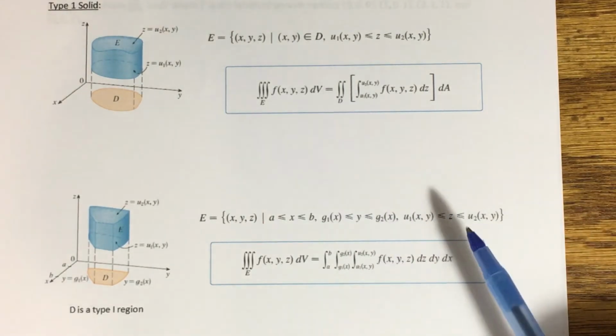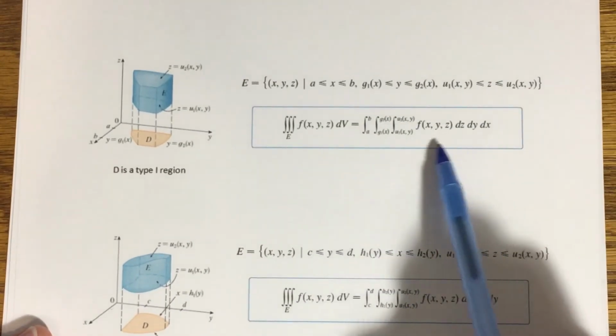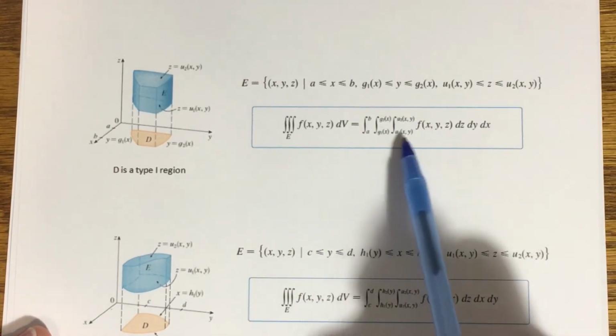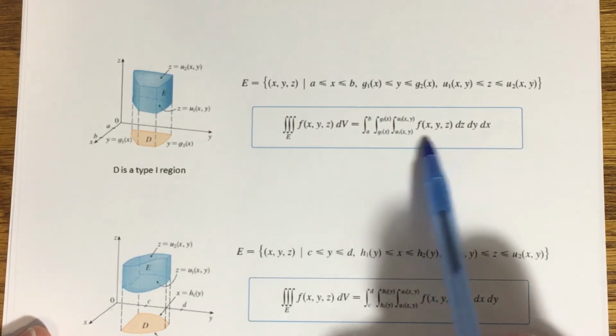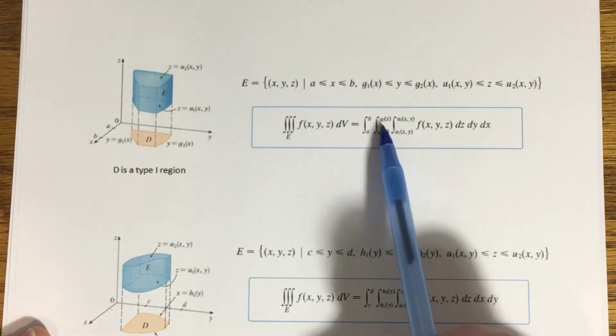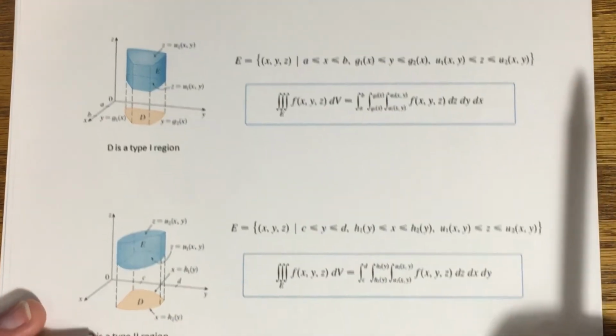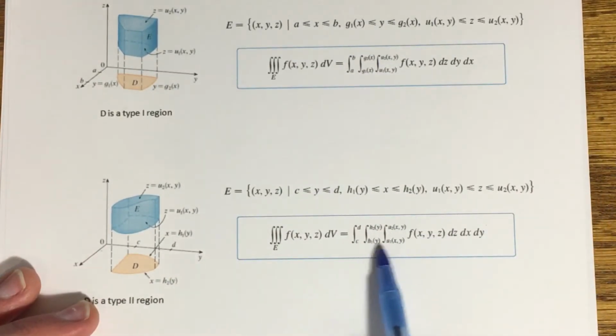If that double integral is a type 1 region, then your triple integral will reduce to this. Notice again, the inner integral you'll work out first. It's going to become a function of x and y. That gets passed along to the second integral, which has limits that are functions of x. We're integrating with respect to y, and then it gets passed on to that third integral there. And this is what it would look like in a type 2 case.